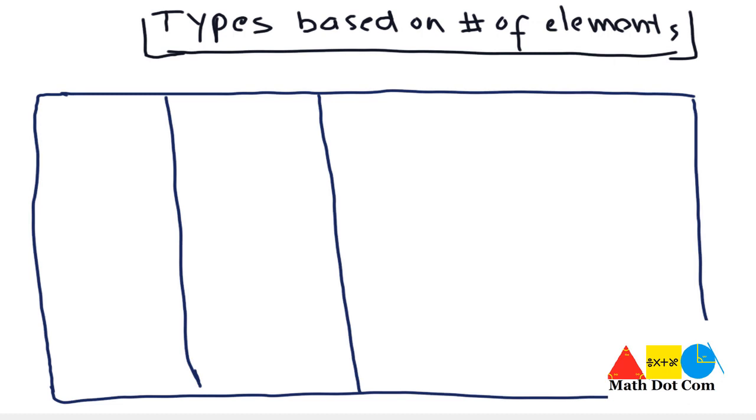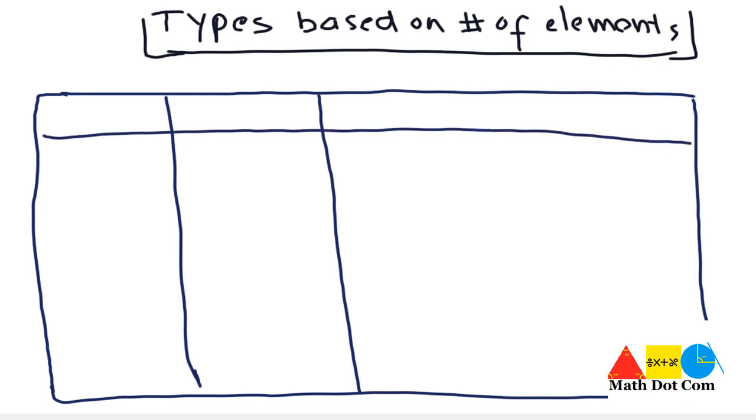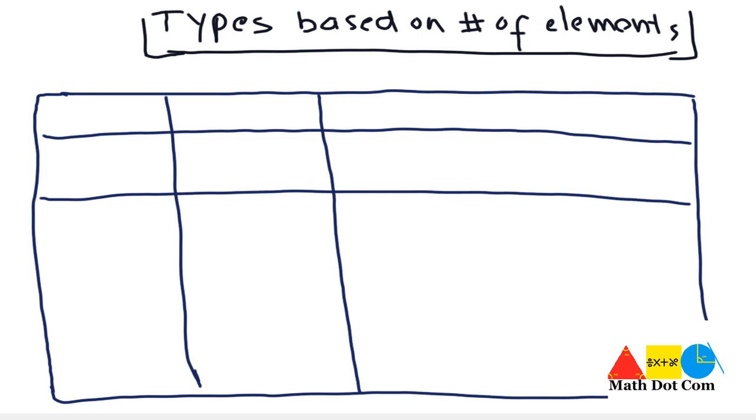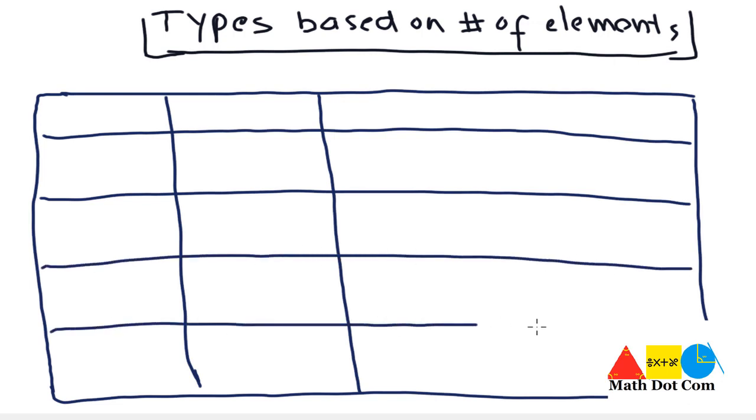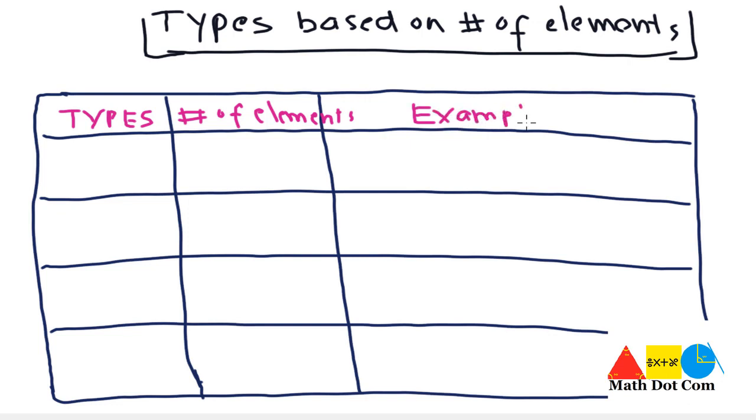So we will write here the properties, 1, 2, 3 and 4. We'll write them one by one. First we will write the types here, then the number of elements, as we are categorizing them on this basis, and here the example so that they may be differentiated easily.